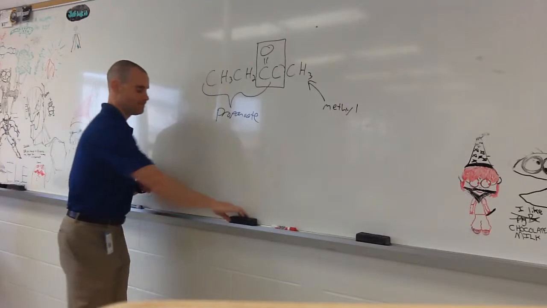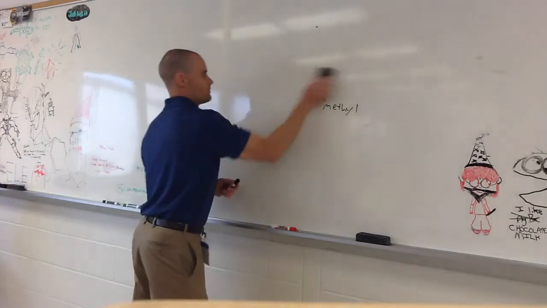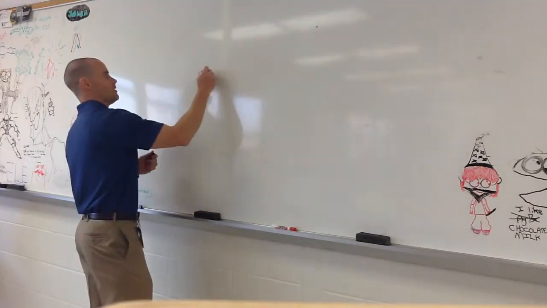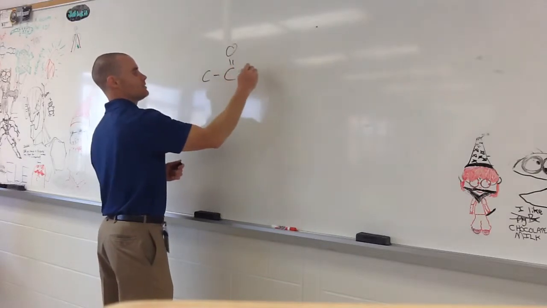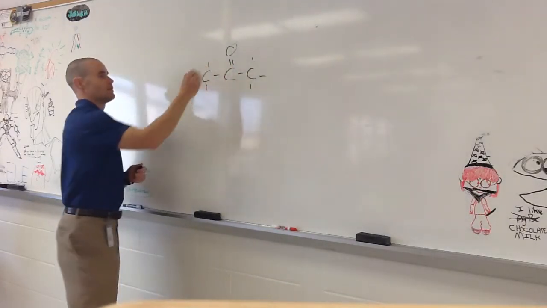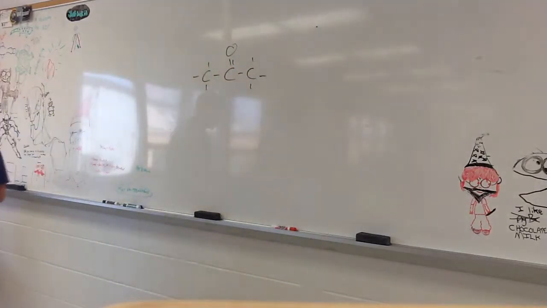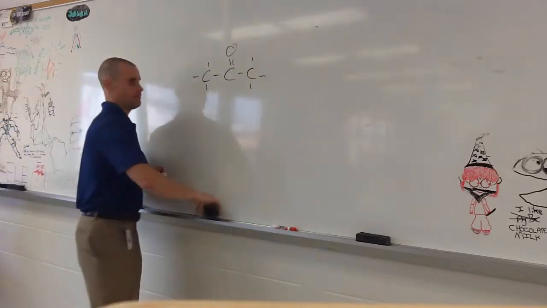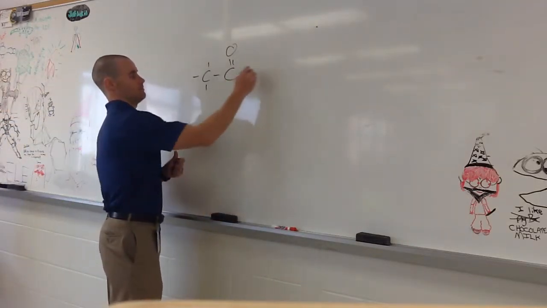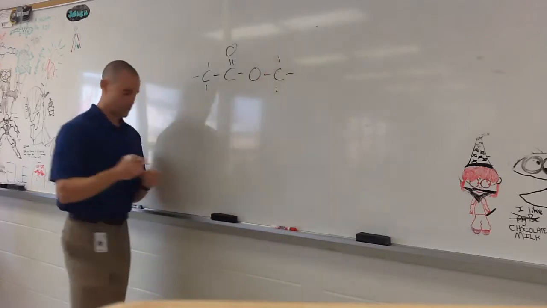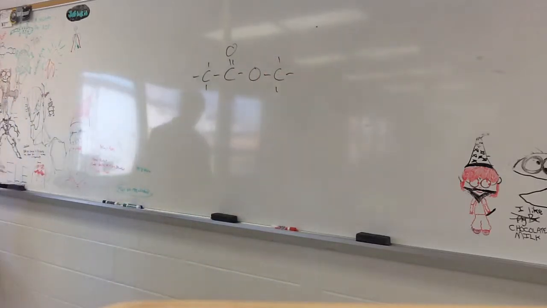Let me try another one. I'll make it a little easier. I'll draw it out. 1, 2, we'll do this and this. So go ahead and, whoops, what did I forget? The other O. Let's do that. Let's try and name this.